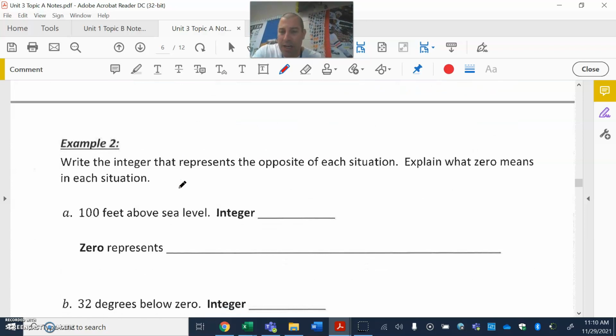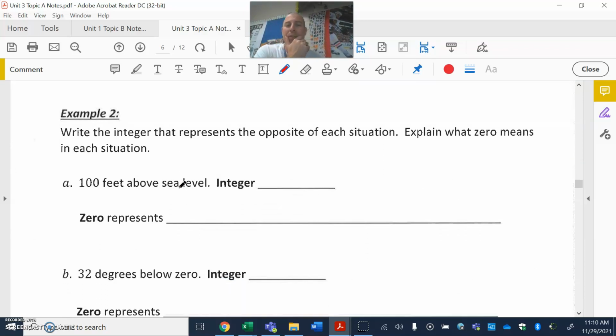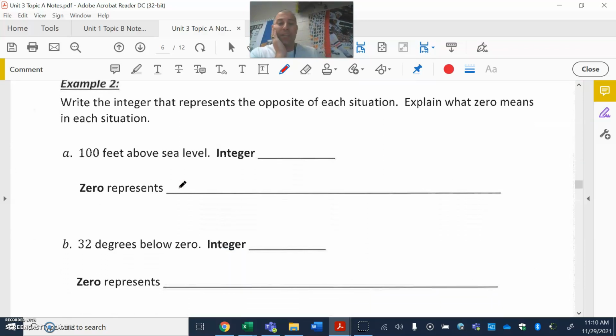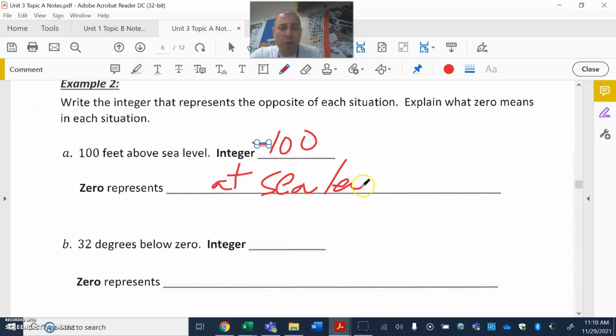Now, write the integer that represents the opposite of each situation, and explain what 0 means in each situation. 100 feet above sea level. If it's above, it's a positive, so the opposite of a positive 100 is a negative 100. They're using the word integer because an integer is a positive or a negative whole number. 0 in this case would mean that we are at sea level. We're not above it, we're not below it.